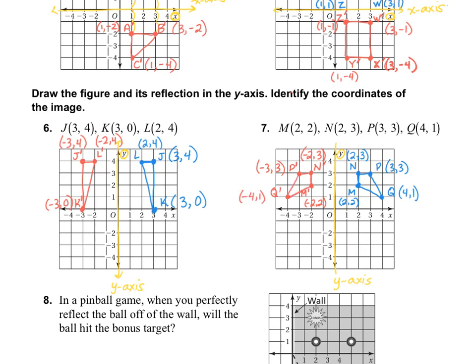The nice thing about reflections is that the shape, the new image, is always going to look exactly like the pre-image. So if you get some wonky shape that doesn't match up, you know that you probably did something wrong and you need to check your work.